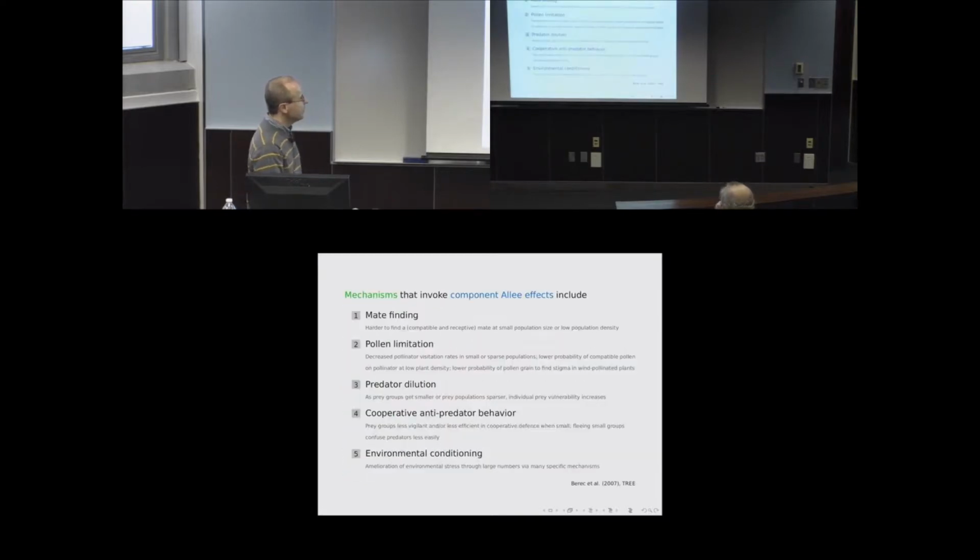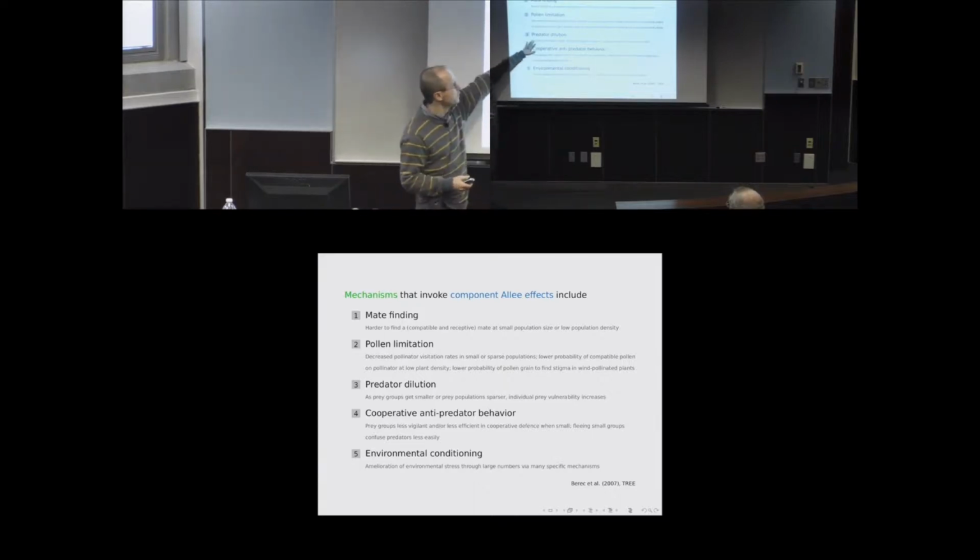On the other side, of course, when we speak of component Allee effects, we have to have in mind the mechanisms that are behind them. There are many. At the moment, there are 15 to 20 mechanisms revealed for component Allee effects. These are just 5 of them, and the two most common are mate finding and predator dilution.